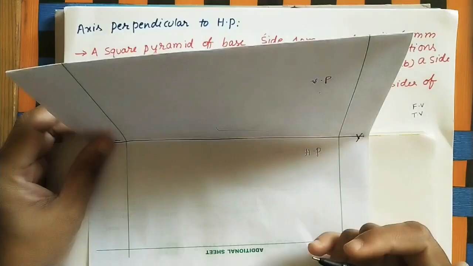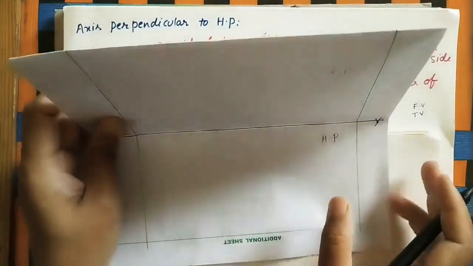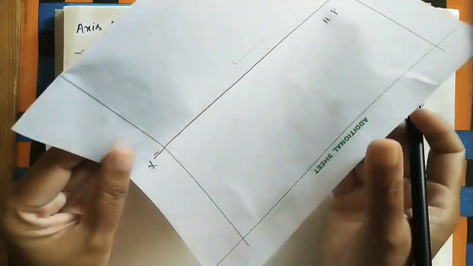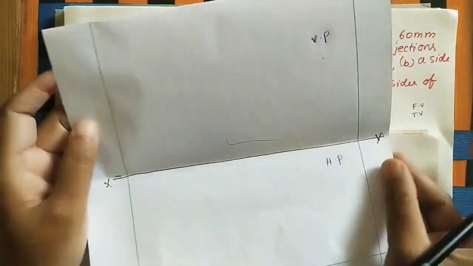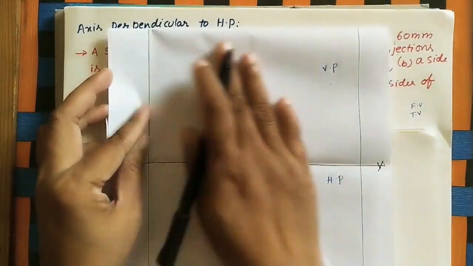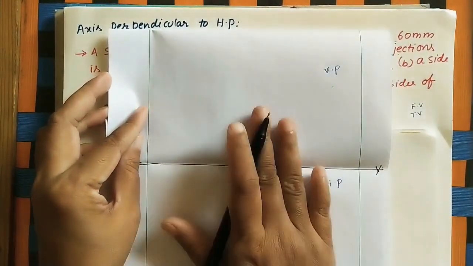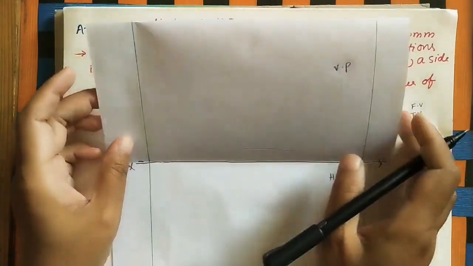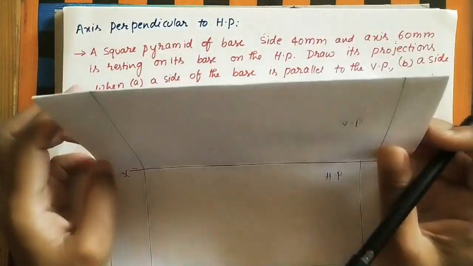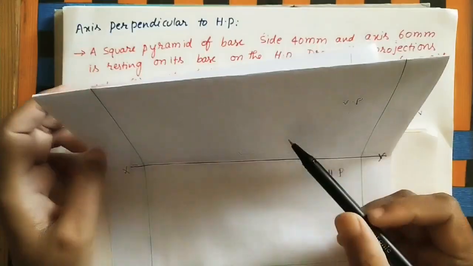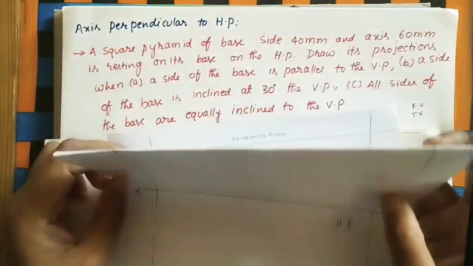This is the 3D view. For getting the 2D view, we tilt this horizontal plane in the downward direction like this, so that both planes come onto the same plane, the vertical plane and horizontal plane. This is the 2D view. Now first take the 3D view like this, where this angle is 90. In the 3D view, take the first question.